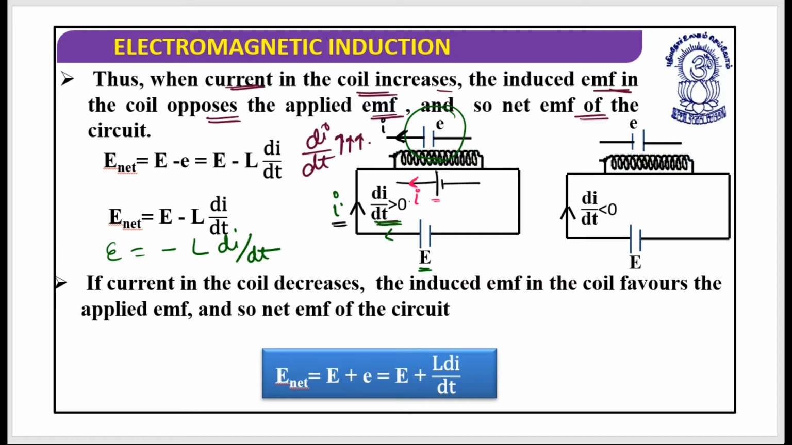Now let's take a different situation. In this situation, let's assume that di by dt is decreasing, that the change in current is decreasing. If it is decreasing, then the situation will be something like this: you are going to oppose the one which will produce you. Who is producing you? It's a decrease in di by dt. So what you are supposed to do is just increase it.